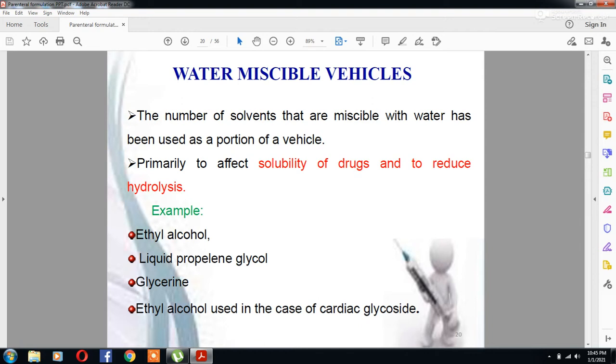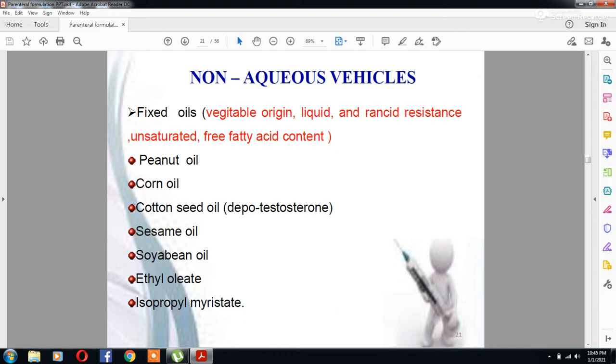Excellent examples of water miscible vehicles are ethyl alcohol, liquid propylene glycols or glycerine, and ethyl alcohol, which is used in the case of cardiac glycosides. In non-aqueous vehicles, fixed oils are used, of vegetable origin, liquid and rancid resistant, with unsaturated free fatty acid content. Other examples are peanut oil, corn oil, cottonseed oil, sesame oil, soybean oil, ethyl oleate and isopropyl myristate. So all these are non-aqueous vehicles.